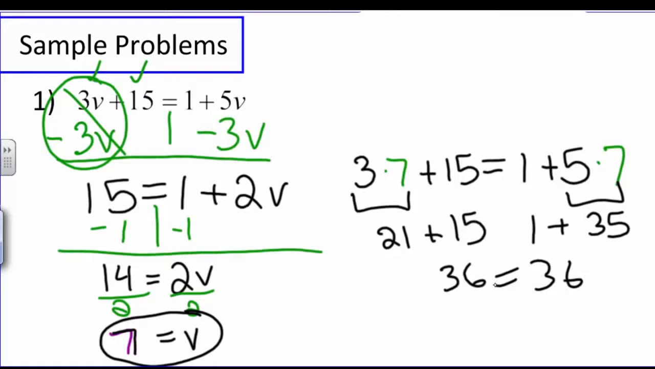All right, and just notice here, I could have made a different move. I could have subtracted 5v on both sides of the equal sign as my first move. I like to make sure that my coefficient stays positive, and that's how I decide which variable term I'm going to eliminate.